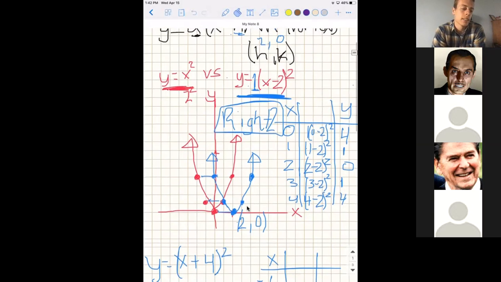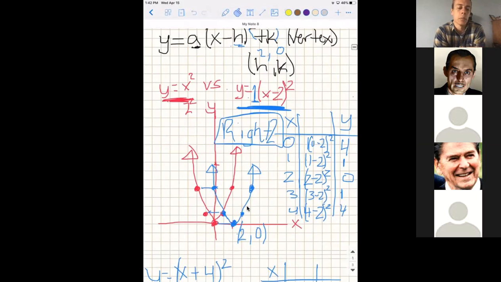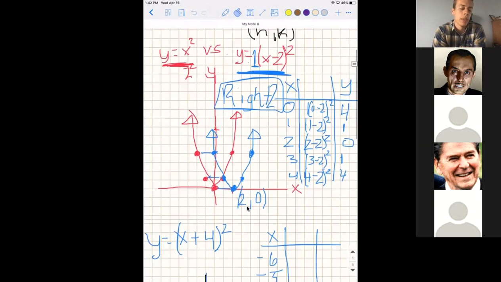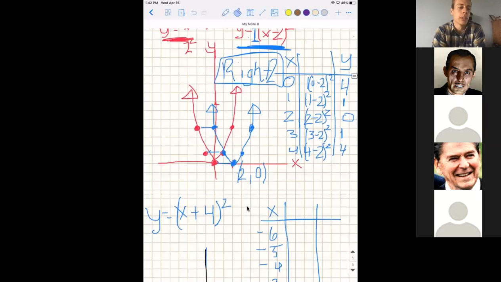In this case, you see how it was x minus 2 and it moved to the right 2? When this is x plus 4, what would you predict is going to happen? It's gonna go over 4? Which way over 4? To the left. Yeah, okay. When there's a plus something, it's going to move to the left that many units. So it's opposite. Yes, it's the opposite sign.